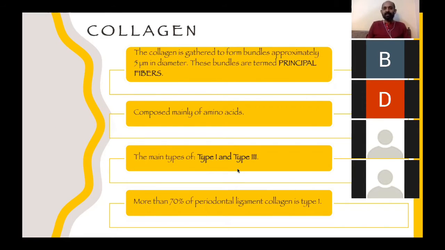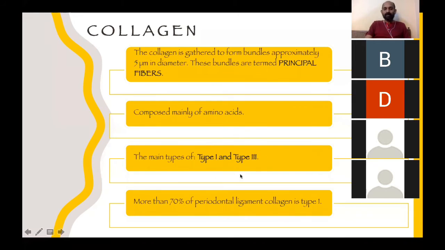The reason being, the Sharpey's fibers are nothing but the end portions of the periodontal ligament which have inserted into the cementum and into the bone. So when we read cementum, Sharpey's fibers would be a part of cementum. When we read bone, Sharpey's fibers would be a part of bone. And when we read periodontal ligament, we are reading about Sharpey's fibers. That is why we are reading Sharpey's fibers in all three topics, because they are a part of the periodontal ligament which have inserted into the cementum and the alveolar bone, right?